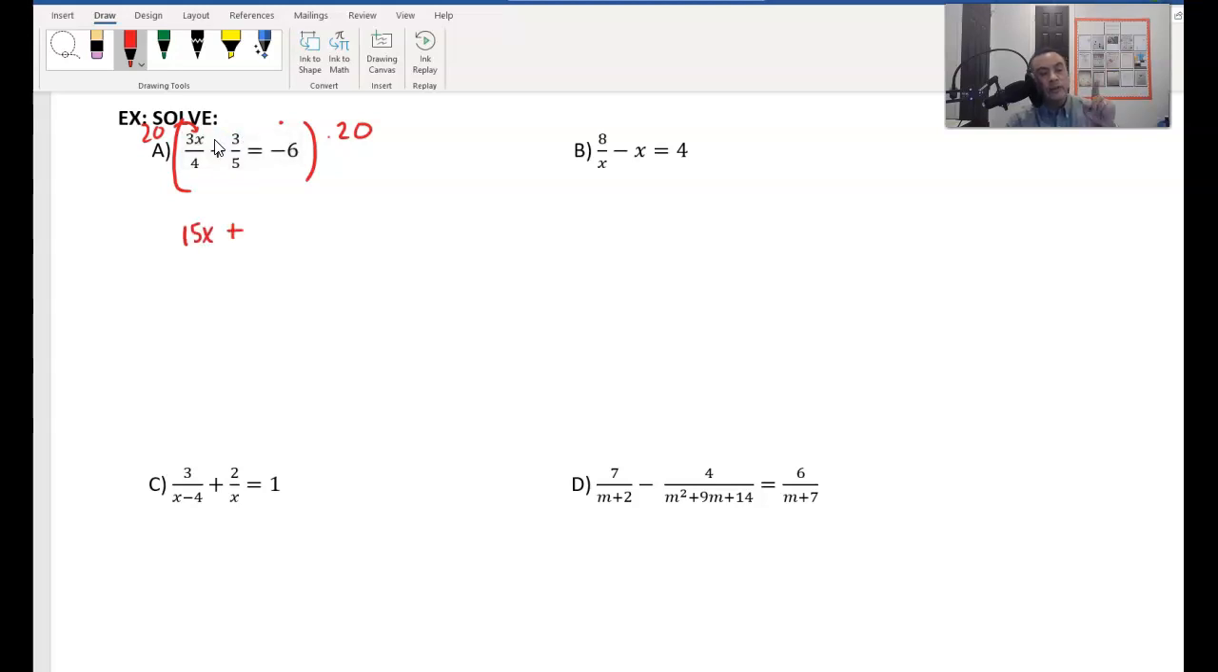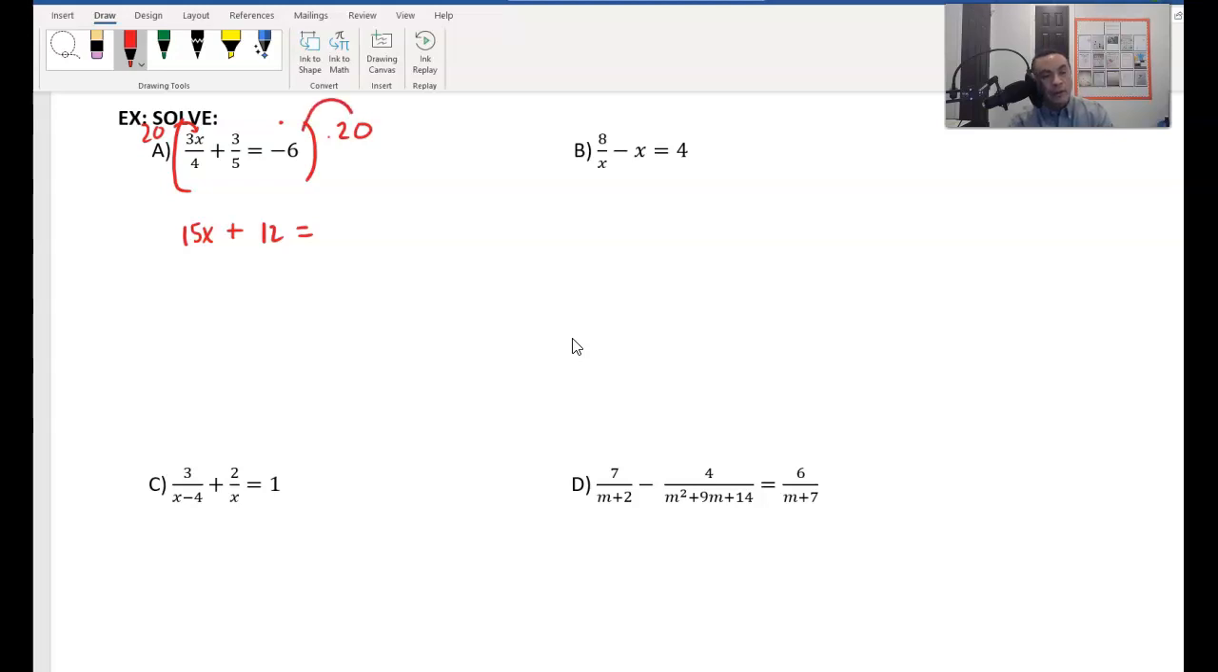You can also divide first, like 20. If you go 20 divided by 4, that's going to be 5, and then the 5 times the 3 is a 15. So if you want to divide first, you can. 20 divided by 5 here is going to be 4. 4 times 3 is 12. You can do it like that, or you can do 20 times 3 is 60. 60 divided by 5 is 12.